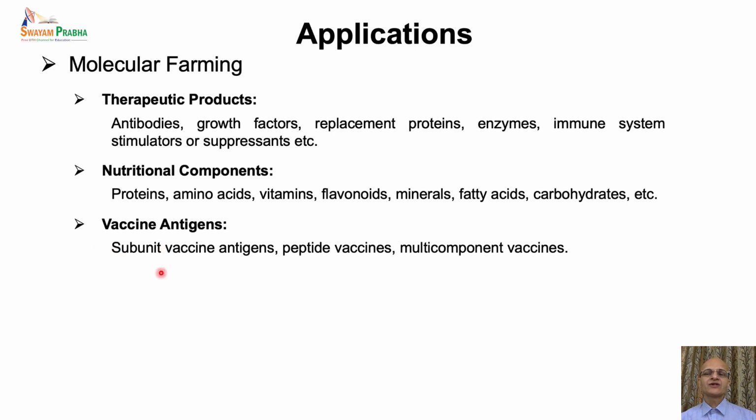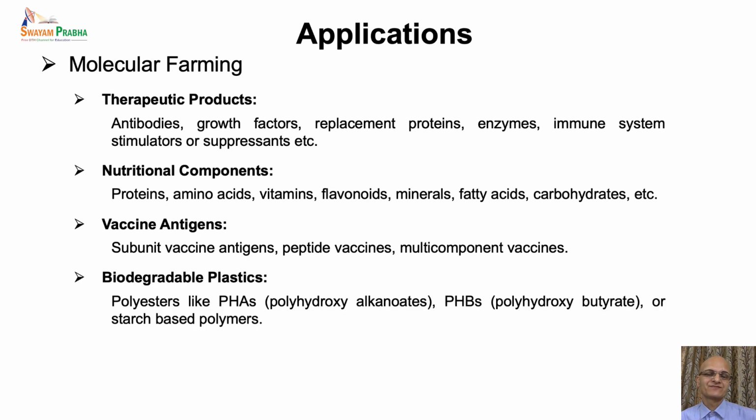Then the next category is vaccine antigens. The production of vaccine antigens in plants gave the concept of the edible vaccine in the 1990s. However, now it is more popular by the name of plant vaccines. So basically, antigenic proteins or peptides can be produced in the plant tissues and they can be used for vaccination purposes. A large number of such antigenic proteins for various pathogenic organisms have been produced successfully in plants.